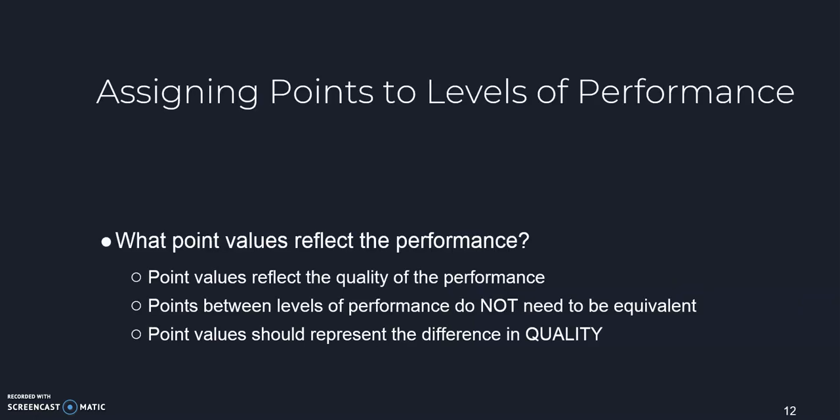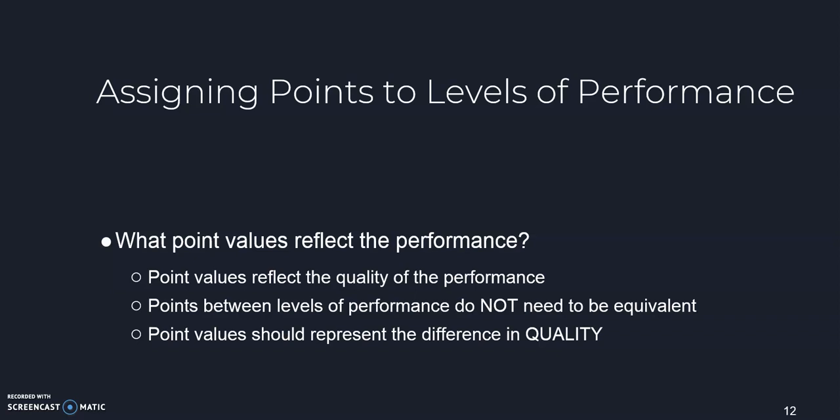When we assign points to those levels of performance in an analytic rubric, we have to think about what point values reflect the performance. The point values should not just be random. They don't have to be evenly spaced. It could be 30, 20, 10, 0 points, or 5, 4, 3, 2, 1. The point value does not have to be the same. The point difference should instead represent the difference in quality.